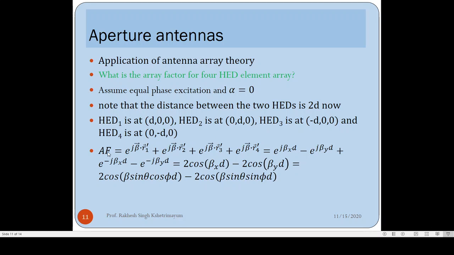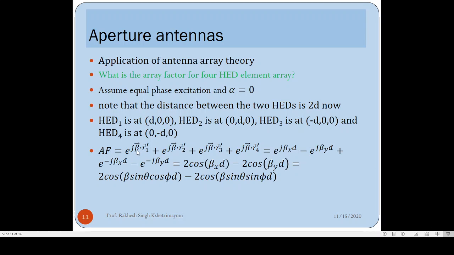The array factor can be easily found out: exponential j beta dot r1 dash plus exponential j beta dot r2 dash plus exponential j beta dot r3 dash plus exponential j beta dot r4 dash. What is the location of horizontal electric dipole 1? d, 0. Horizontal electric dipole 2: 0, d. Horizontal electric dipole 3: minus d, 0. Horizontal electric dipole 4 is 0, minus d. So we know all the locations of the horizontal electric dipoles. So we know the position vectors r1 dash, r2 dash, r3 dash and r4 dash of the source horizontal electric dipoles 1, 2, 3 and 4.